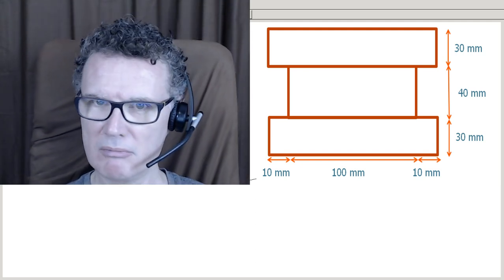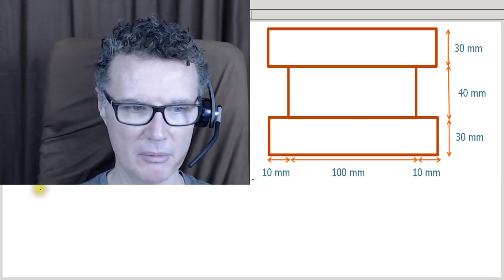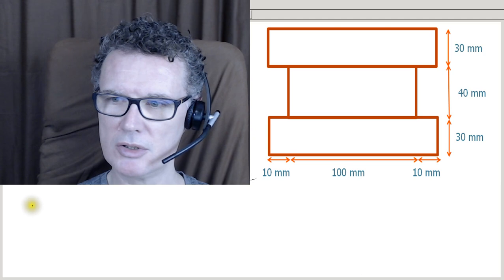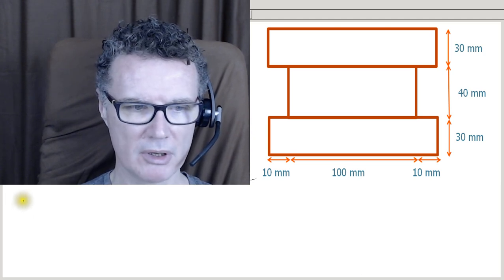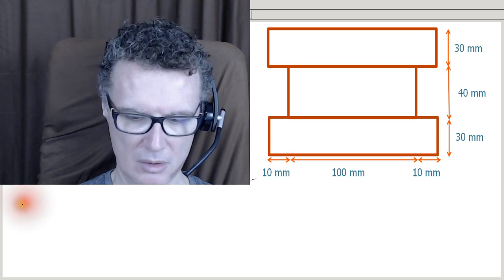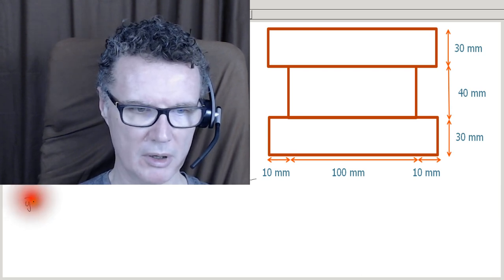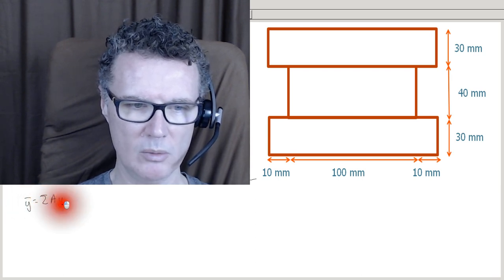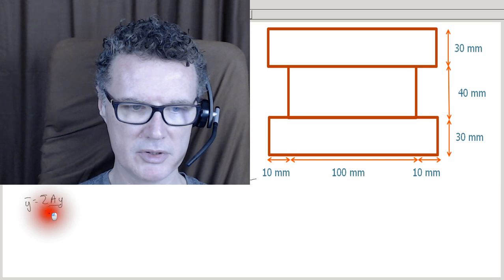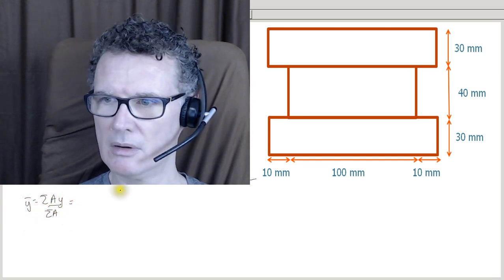Okay, so I thought let's have a close-up one this time. And this time we're trying to solve this without using the table method, using the formulas directly. So what is y bar going to be? We know that's the sum of Ay's over the sum of A. So what have we got here?